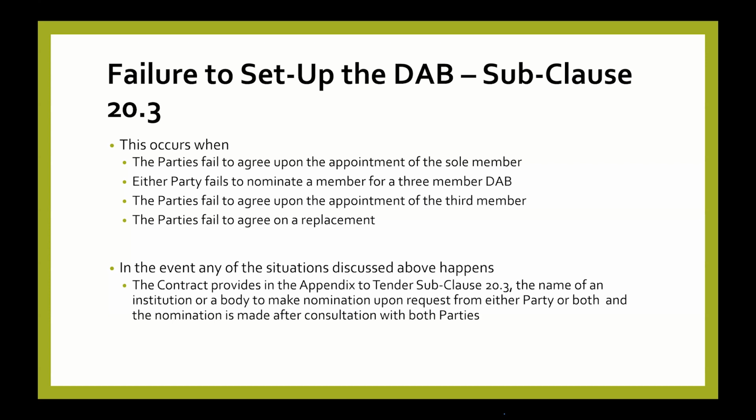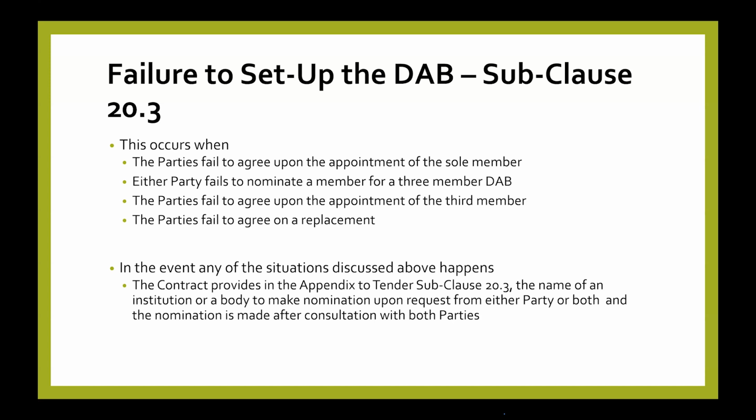So if the parties fail to nominate, the failure occurs when the parties both fail to agree on appointment of the sole member, or either party fails to nominate a member for a 3-member. So each party has to nominate. The employer nominates, the contractor fails to nominate, then there's a failure. Or the parties fail to agree on the appointment of the third member. And then it also provides for a replacement. Maybe one member resigns or withdraws or unfortunately dies. There's a need to replace the person, and we cannot agree on the replacement.